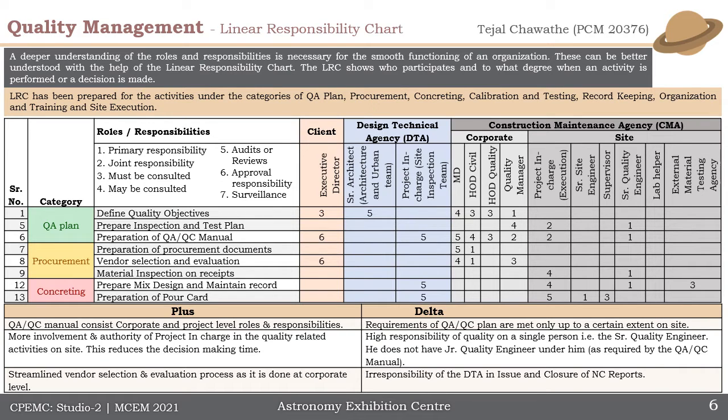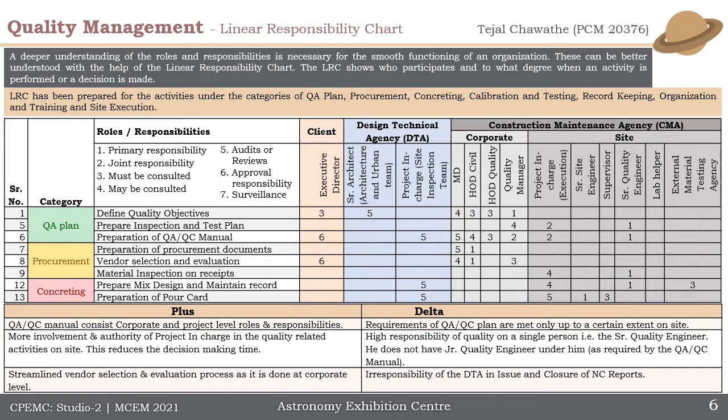Next, in quality management, the linear responsibility chart was studied to understand the roles and responsibilities of the stakeholders. So here in the chart, it can be seen that the different responsibilities like the primary responsibility, joint responsibility, must be consulted, etc. 1, 2, 3, that's how they have been numbered for each of the different activities related to quality.